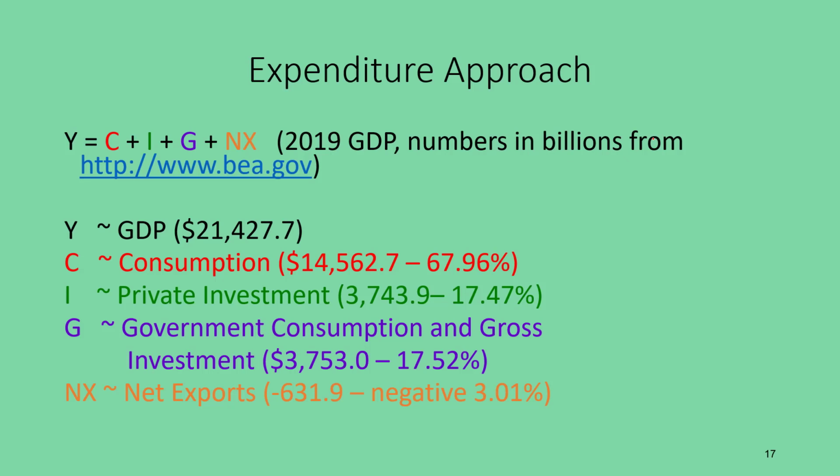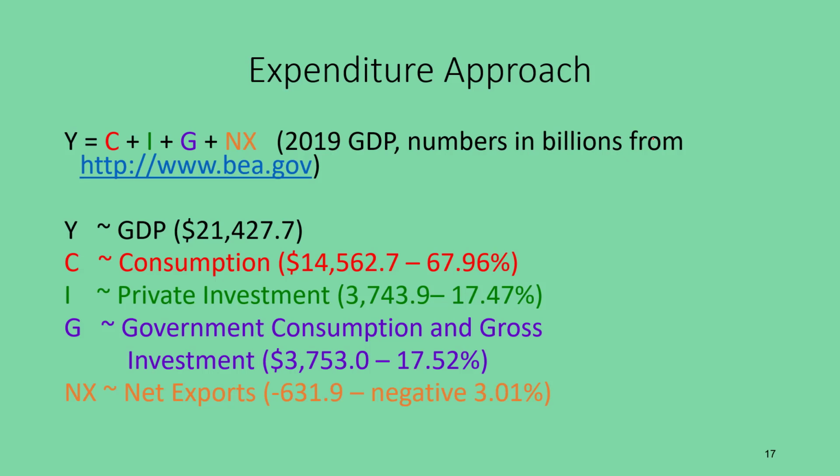Looking at 2019 GDP with the numbers in billions from the Bureau of Economic Analysis, our 2019 GDP was $21,427,700,000,000, roughly. Y is our abbreviation for GDP, and that is a combination of these next four things. Next on that list is consumption, and that is about $14,562,700,000,000 worth of that GDP, or close to 68%.